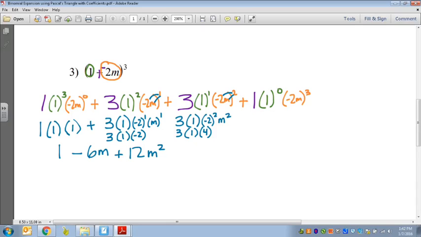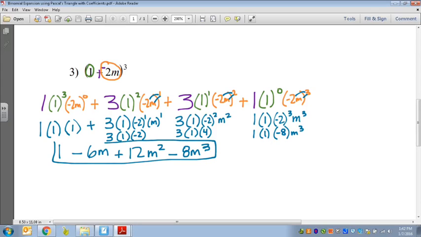All right, and then we have this one here. 1 doesn't change. 1 to the 0th power is 1 still, because anything to the 0th power is 1. And then the cube, or the third power, applies to both the negative 2 and the m. Negative 2 cubed is going to give me negative 8. 1 times negative 8 will give me negative 8m cubed. And so my final answer is 1 minus 6m plus 12m squared minus 8m cubed.